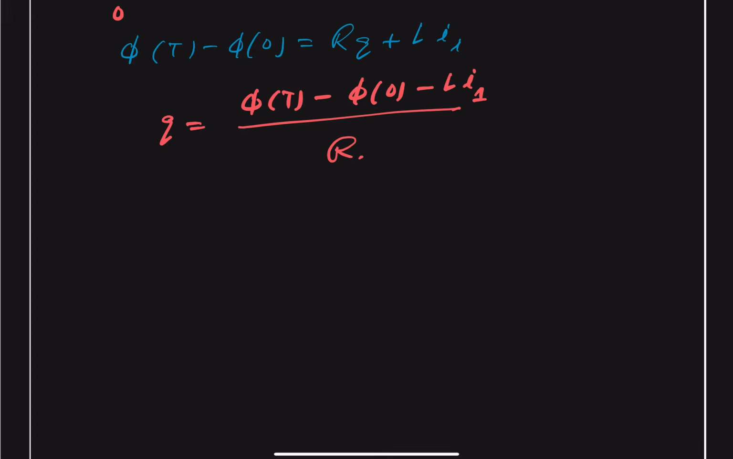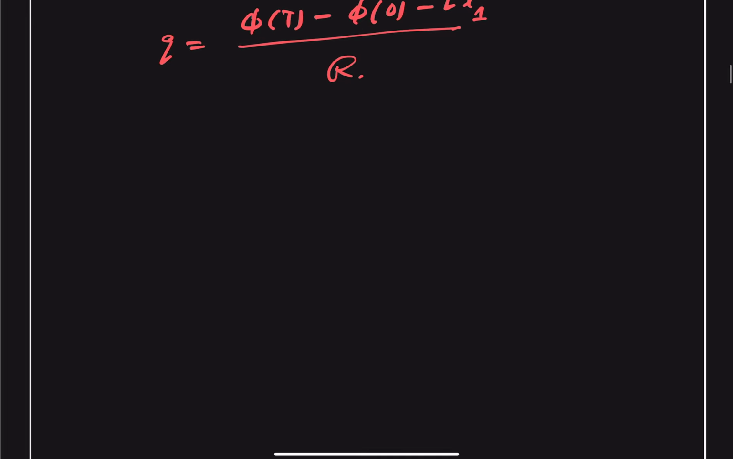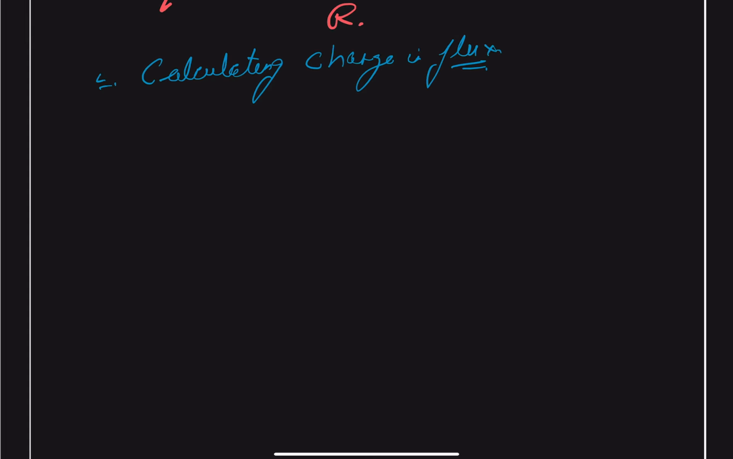Now we are going to find out the flux. Solve for flux part. So we are calculating the change in flux. It is given that the bar moves from x equal to x naught to x equal to 2x naught.